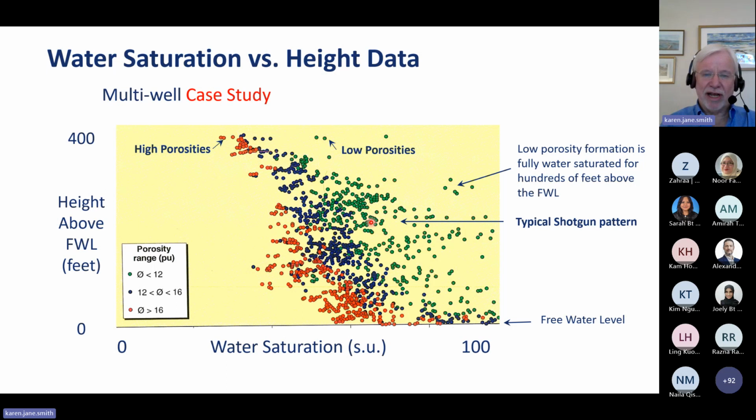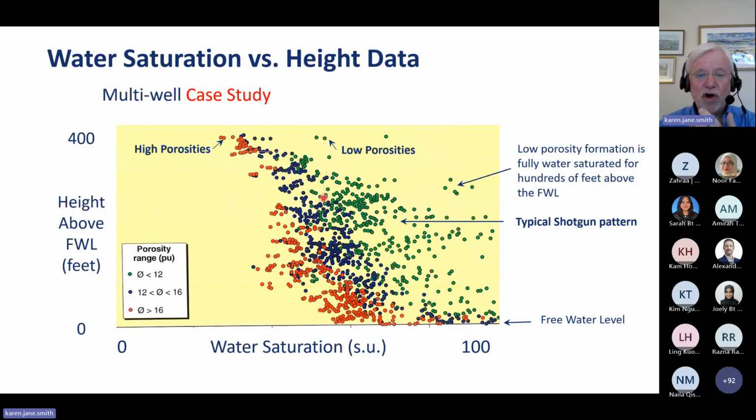This is what historically has been the problem with petrophysics. When we plot water saturation against height, we get this shotgun pattern. In this cross plot, you'll see lots of cross plots today. The z-axis is the porosity. So this teases out the problem. It shows us that for all these wells in this field, where we've got high porosities, the water saturations are over to the left and generally lower and asymptotic to the free water level.